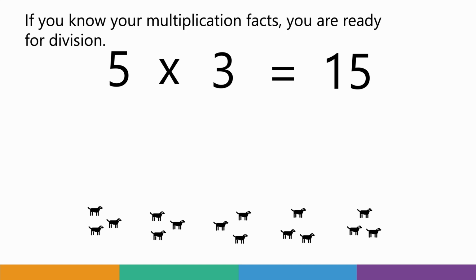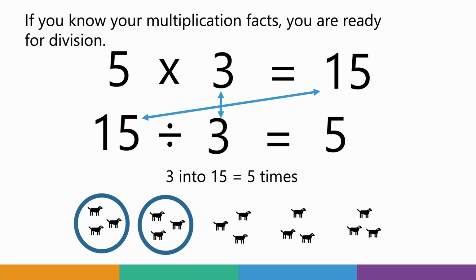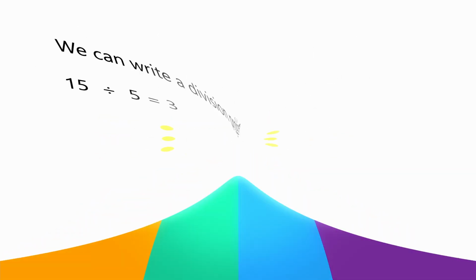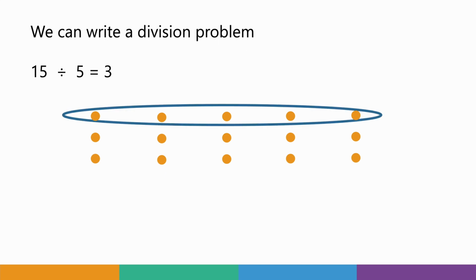5 times 3 equals 15, or 15 divided by 3 equals 5. 3 into 15 equals 5 times. 15 dogs, and we grouped them into 3, making 5 groups of 3. 15 divided by 3 equals 5. 5 sets of 3 dogs. 15 divided by 5 equals 3.